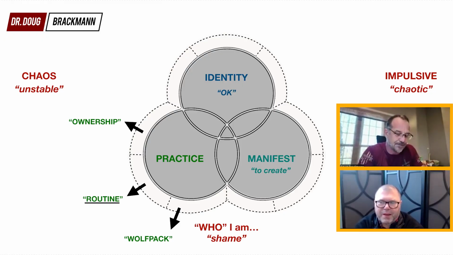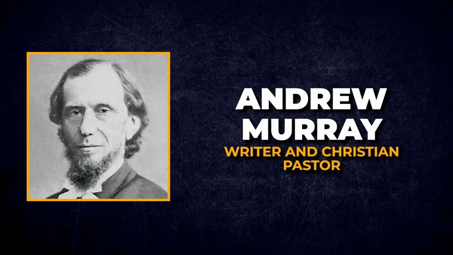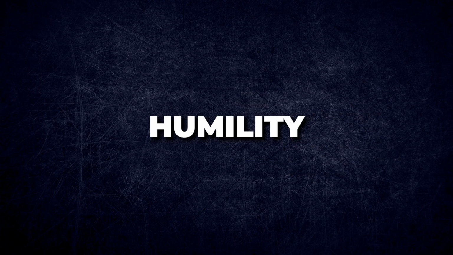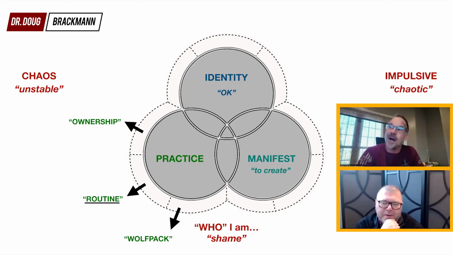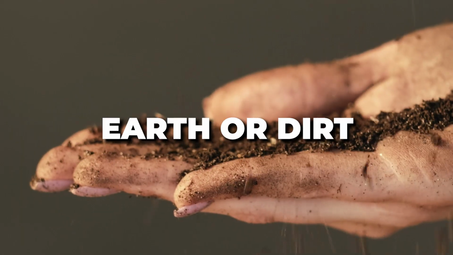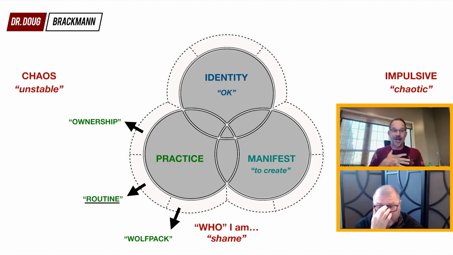And what is humble? I love, man, Murray writes a book called Humility. And the root word of humility is humus. And humus means earth or dirt. And his insight is that we are dirt. And that was the Buddhist, Siddhartha Gautama's great insight, that I am nothing but earth.